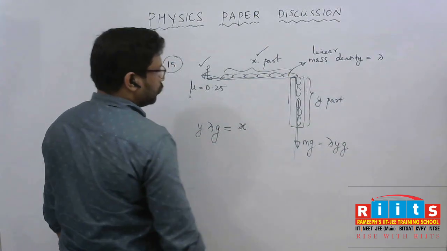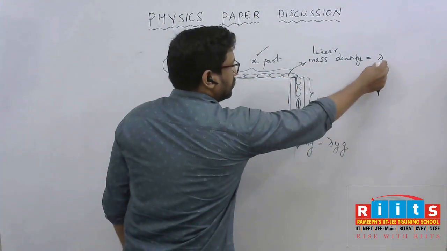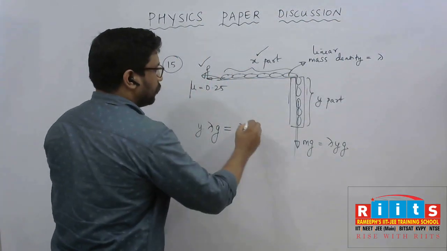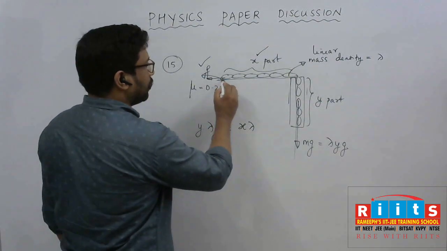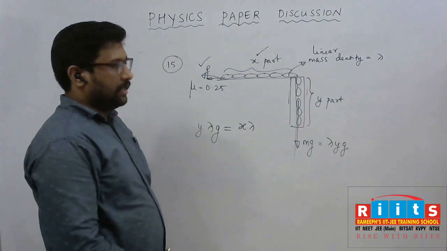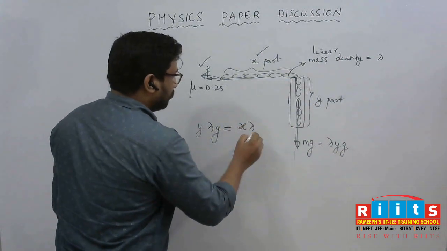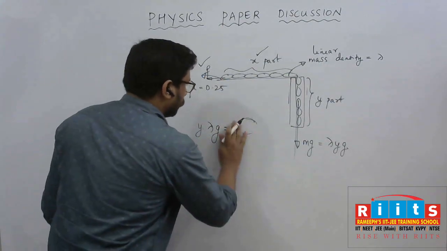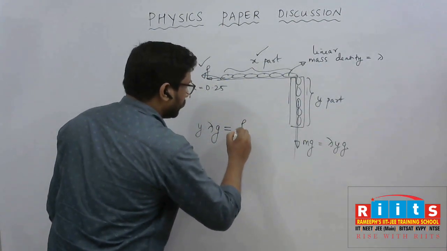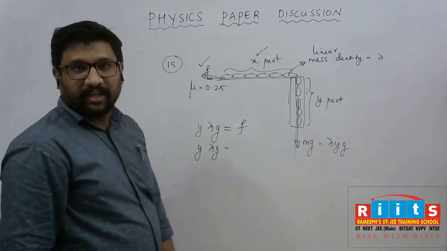So x is the length I am taking, and the linear mass density is lambda. So I can write x into lambda. This is the total mass of the chain's part which is lying on the top of the table. So m is the mass. So what is the equation? Here you have to write the frictional force F, which equals y lambda g.